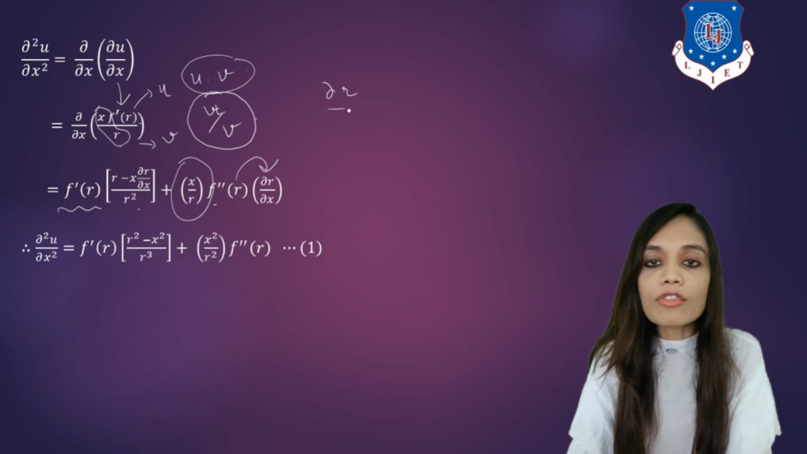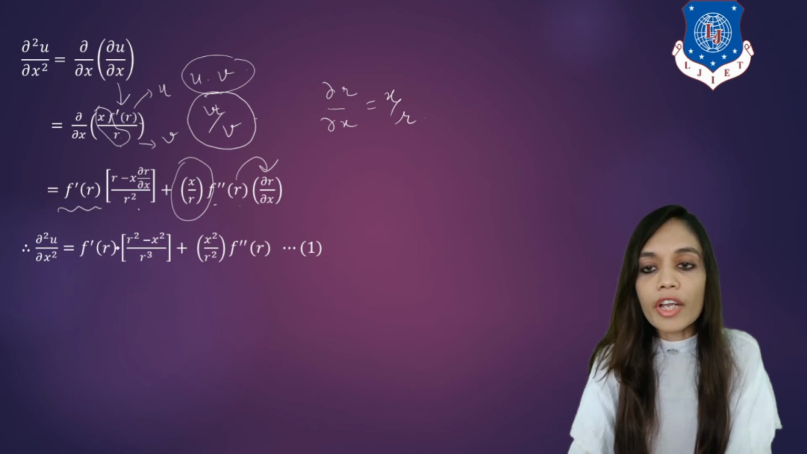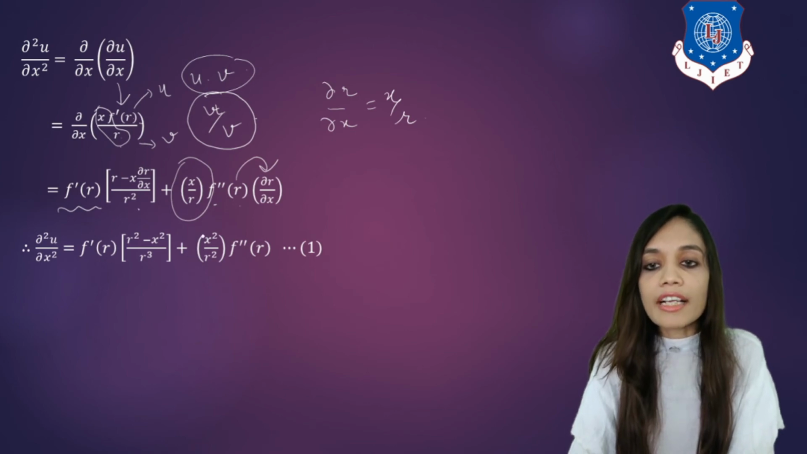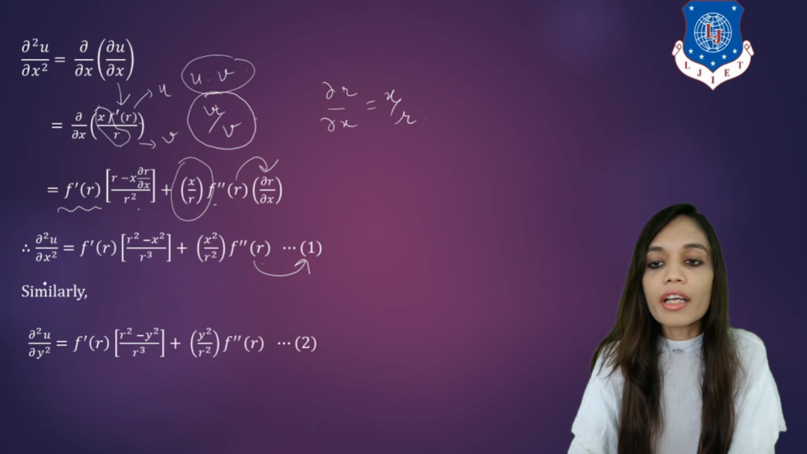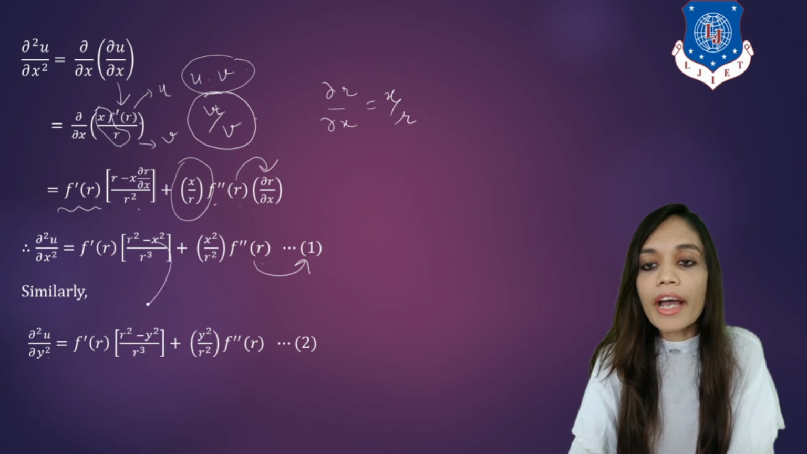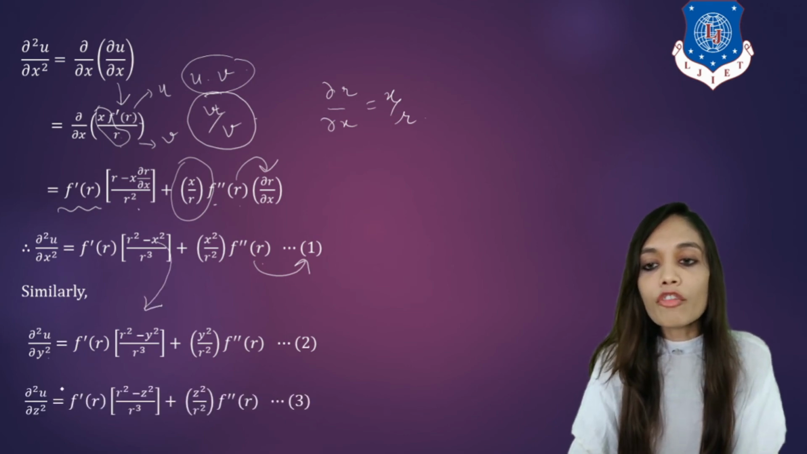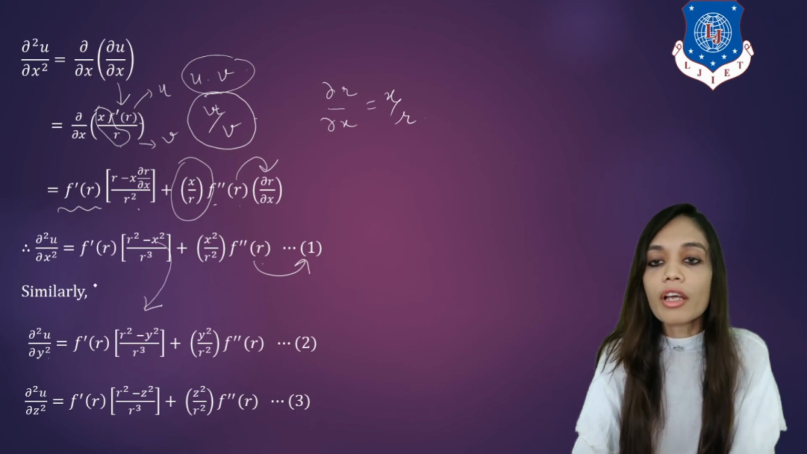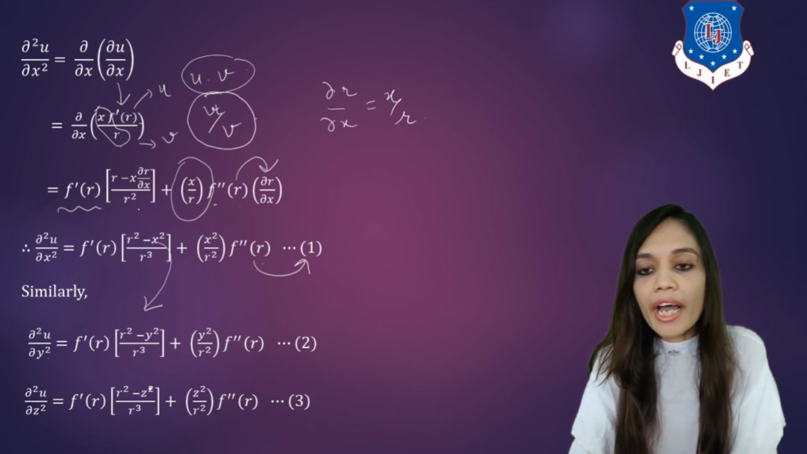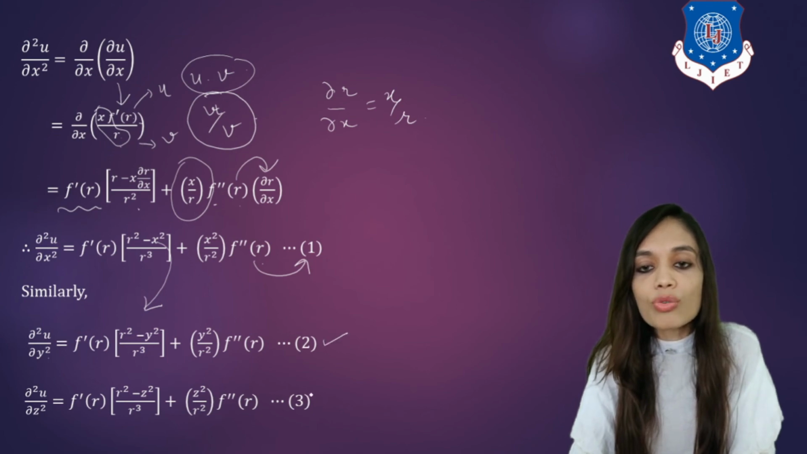Our del r by del x was x upon r. So replace and simplify. So you will get del square u upon del x square as f dash of r into r square minus x square upon r cube plus x square upon r square into f double dash of r. Name this as equation 1. Now similarly we can find del square u upon del y square by just replacing x by y. And lastly we can find del square u upon del z square by just replacing x by z. Name these two equations as 2 and 3.